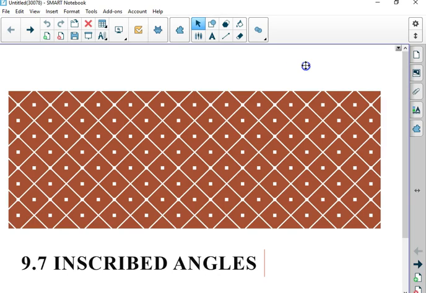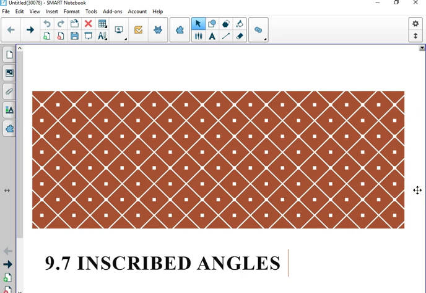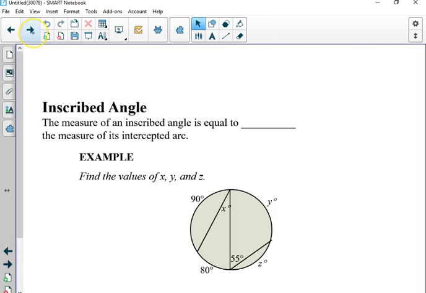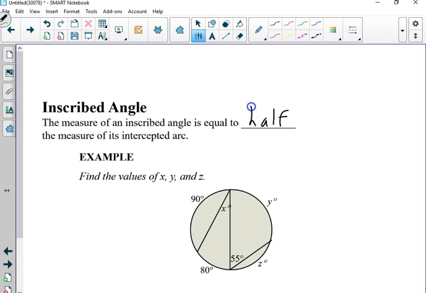All right, 9.7, inscribed angles. We've been talking about inscribed angles for a little while now. We're going to go a little bit deeper into our knowledge of them. Okay, so an inscribed angle is equal to half the measure of the intercepted arc.